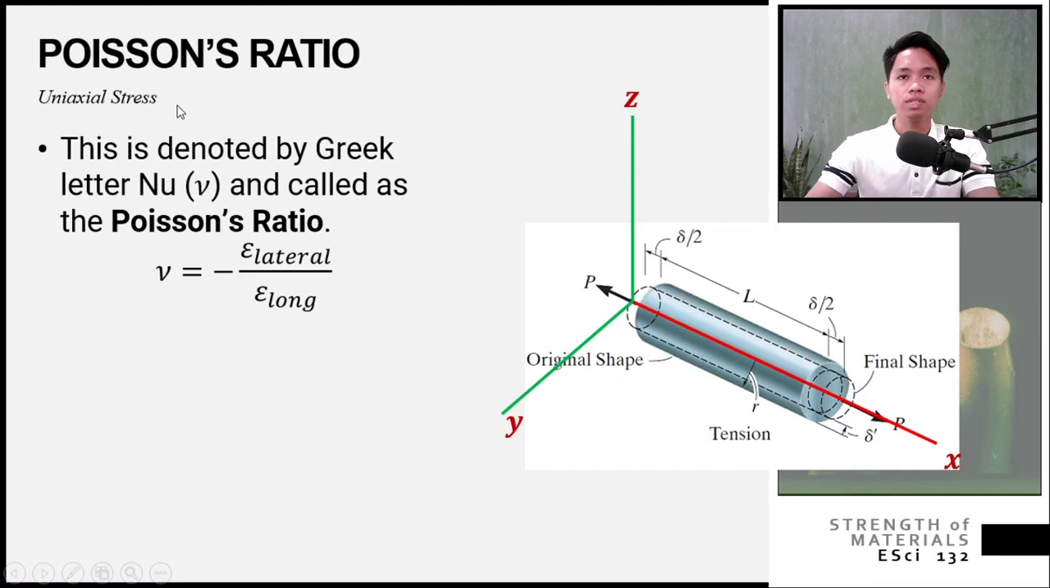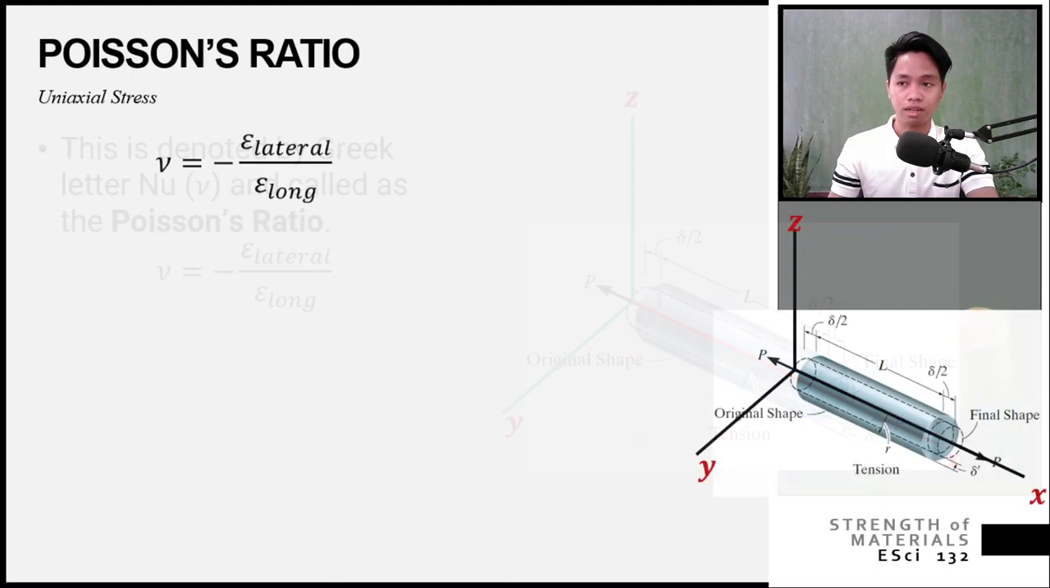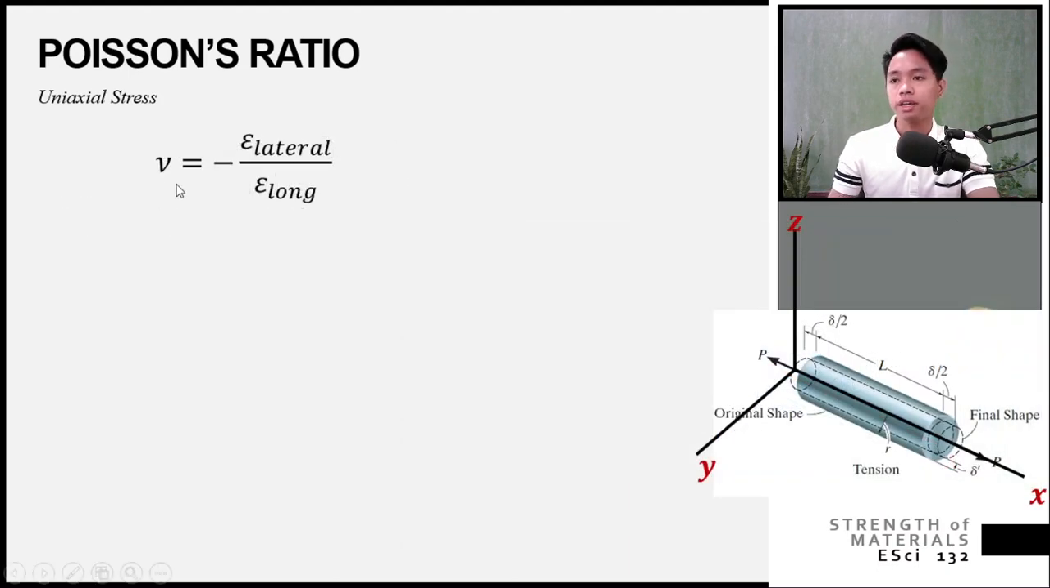When we say uniaxial, that is just when only one side is applied with force. Meaning, only one side has the force or experiences stress. So all the other strains are just caused by a single axial force. So there is no force acting in the lateral direction. That is why it is called uniaxial stress. Okay, so again, this is the formula for finding your Poisson's ratio.